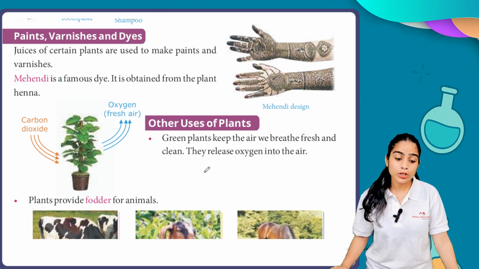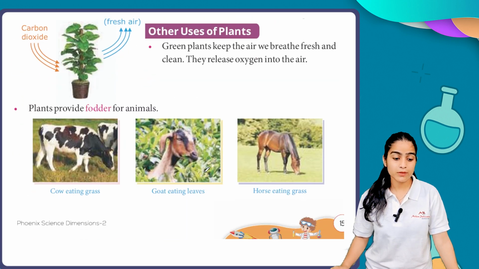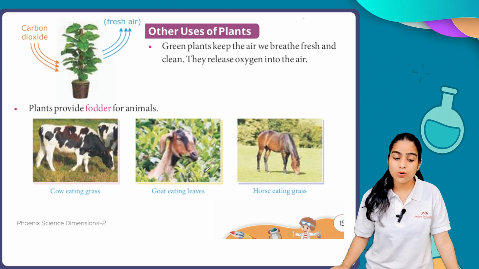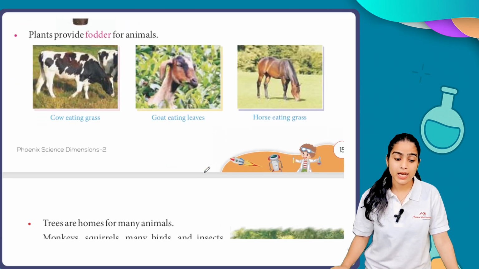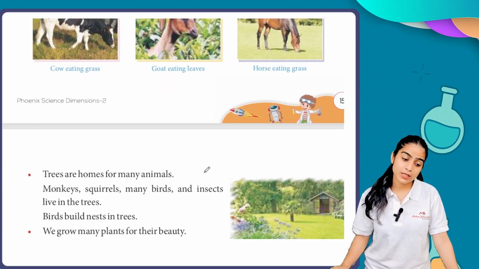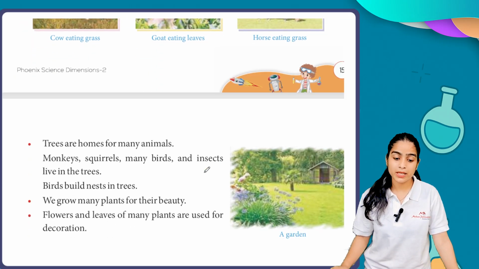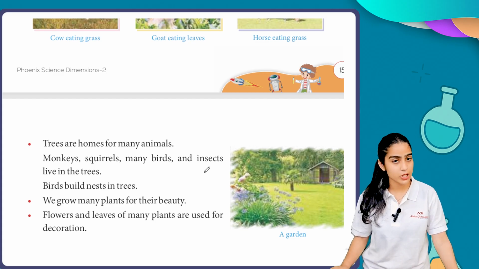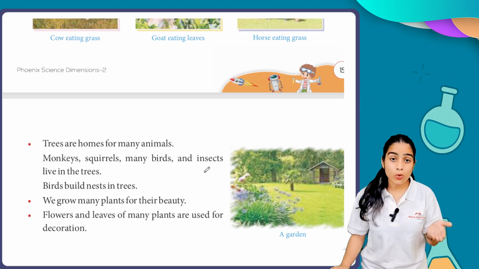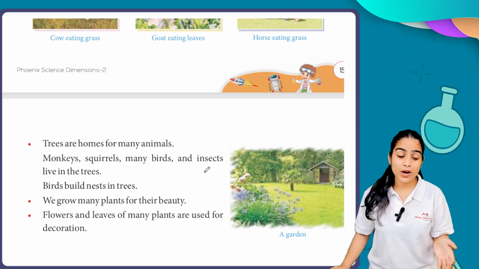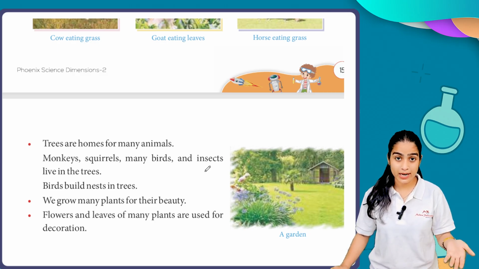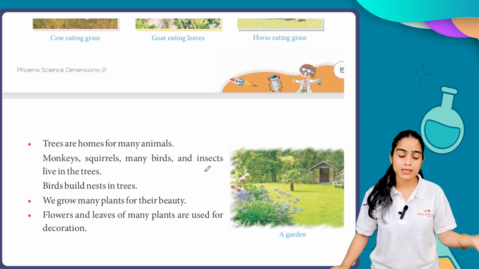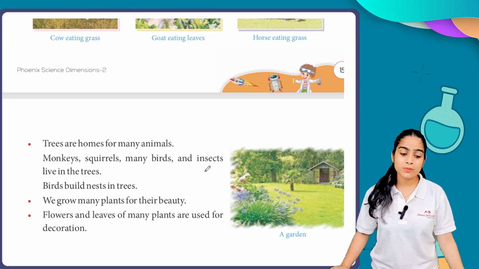Plants provide fodder for animals. For example, a cow eating grass, a goat eating leaves, horses eating grass. Trees are homes for many animals like monkeys, squirrels, and many birds and insects live in trees. A single tree can provide shelter to different animals, right? You see nests of different birds in trees, right? Birds build nests in trees.